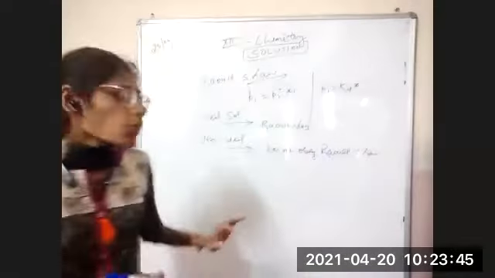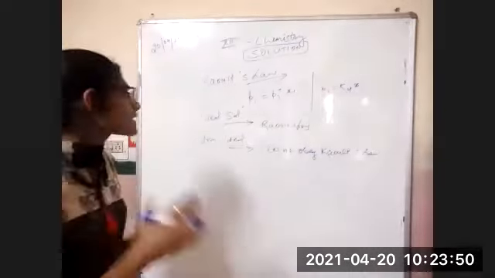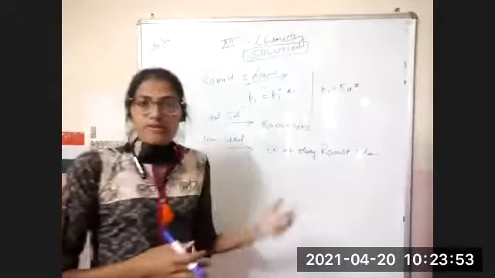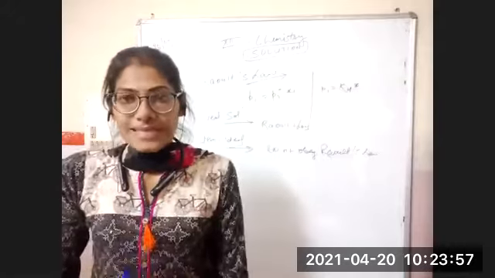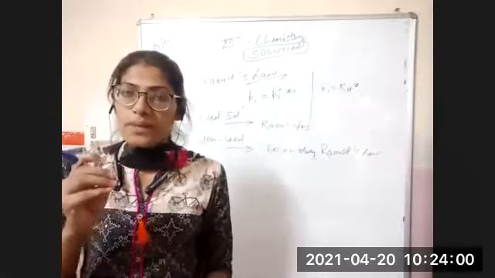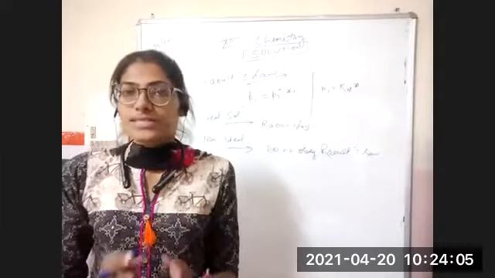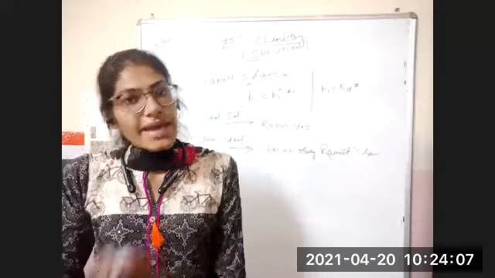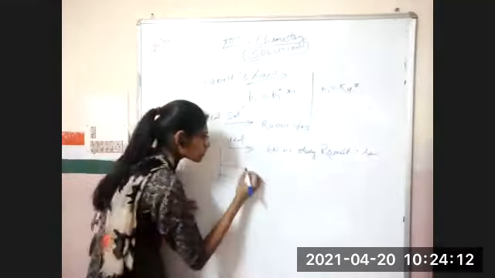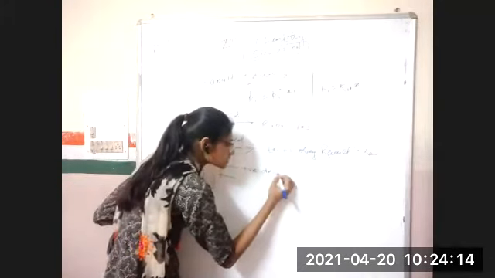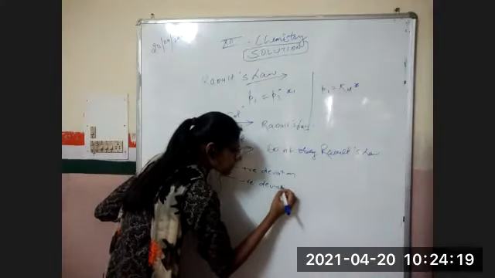Now, if non-ideal solutions do not obey Raoult's law, then what is the case behind this? How can we describe it further in two different situations? So basically, if non-ideal solutions do not obey Raoult's law, we have two different variations, that is positive deviation and negative deviation. So basically, we have non-ideal solution with two types, positive deviation and negative deviation. Now, what does it mean?